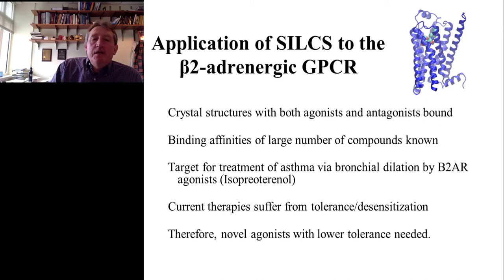There's binding affinity for a large number of ligands. In the context of therapeutics, the beta-adrenergic receptor is the target for agents for the treatment of asthma, such as isoproterenol, where if you agonize the B2-adrenergic receptor, it'll lead to bronchodilation. However, these compounds, which are out on the market, have problems associated with tolerance and desensitization, which motivates identifying novel adrenergic agonists that will have lower tolerance. So this motivated this therapeutic study.